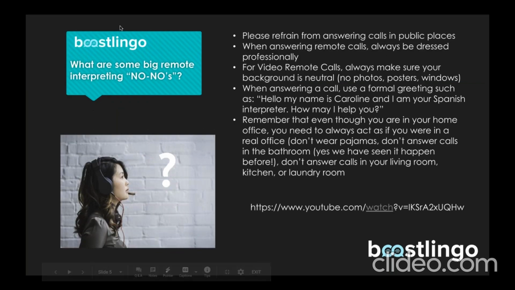I always like to go through some no-nos on interpreting remotely, because these do come up. Even though we do train in HIPAA compliance, we tell interpreters to be very careful about where they're answering the call. Remote interpreting is meant to be convenient for everyone, but with that convenience, it leaves room for a little bit of risk of divulgence of confidential information. So if an interpreter is answering in a coffee shop, that's not considered HIPAA compliant because there's other people around and it's not a confidential space. So no answering in public places.